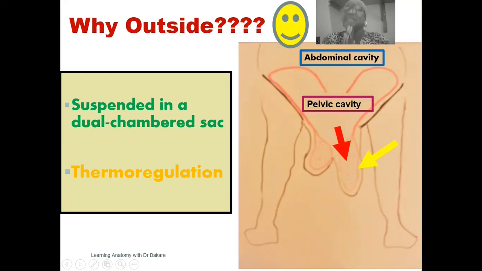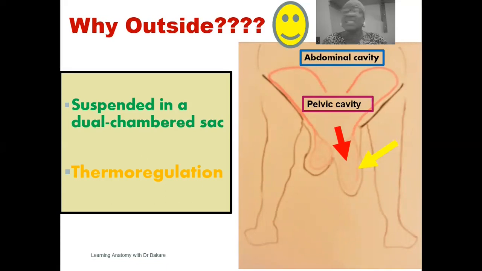And the reason why it is located outside the body is for it to be able to assume this temperature. So if the testis is located within the body, the process of spermatogenesis will not be able to occur because spermatogenesis cannot occur under body's temperature, but only under a temperature that is lower than that of the body. This placement around the pelvic cavity, which of course is located outside the body space, is where this temperature can be achieved.